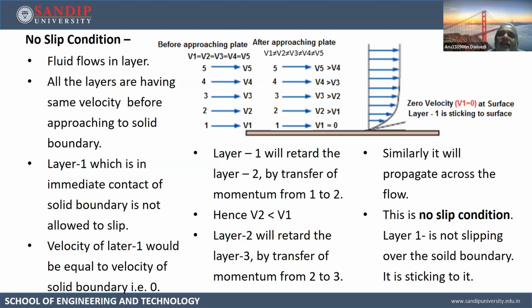Now, once this mass of the fluid is approaching the solid plate, the velocity of the layer which is in immediate contact of the solid boundary will be zero. So V1 will become 0. But layer number 2 will have a velocity greater than V1. Layer number 3 will have a velocity greater than V2. Layer number 4 greater than V3, and so on and so forth. So this will be the velocity triangle.